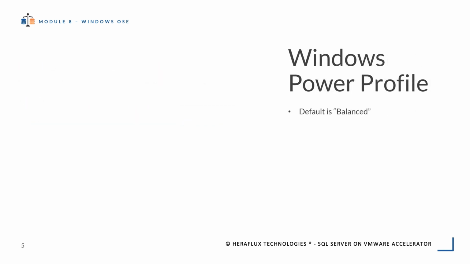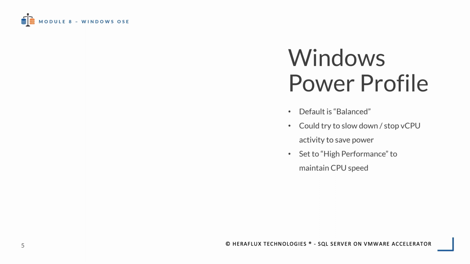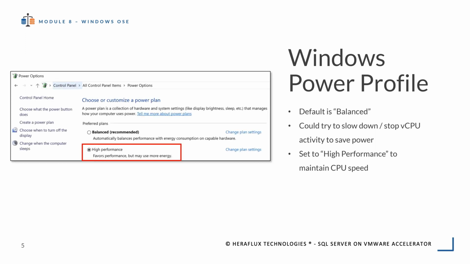By default, Microsoft wants you to be green. This is quite admirable, and I'm all for contributing to reducing global warming. However, this is not at the expense of your SQL Server performance. You're already going green by virtualizing these servers. Let's make sure that we maintain the performance that we expect. Set the Windows power profile to high performance. By default, it's set to balanced.